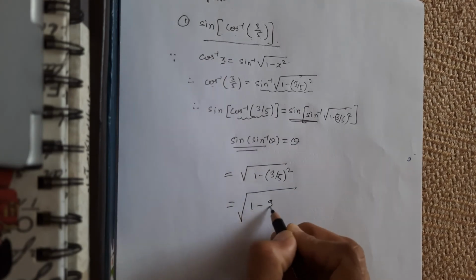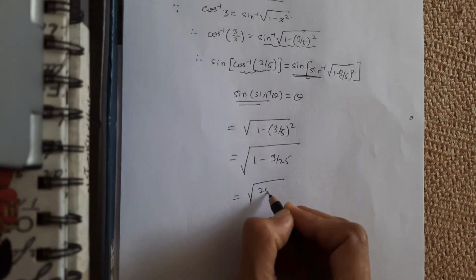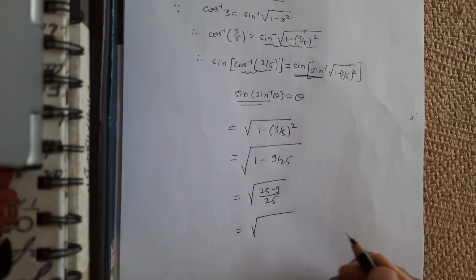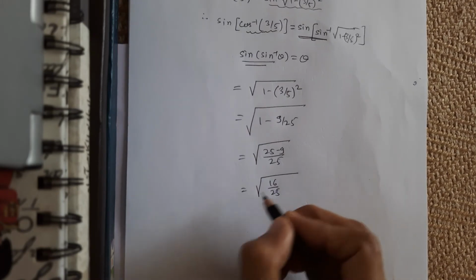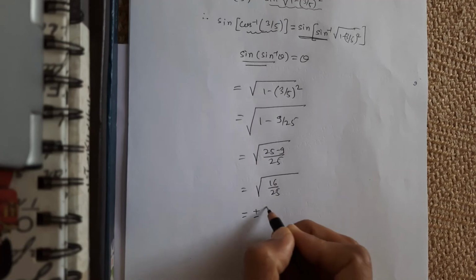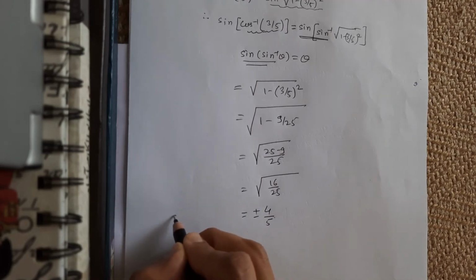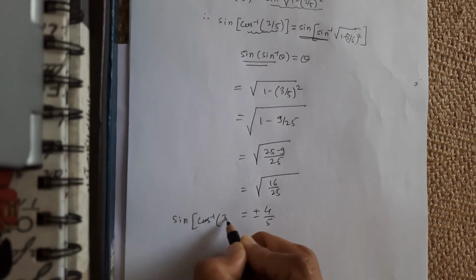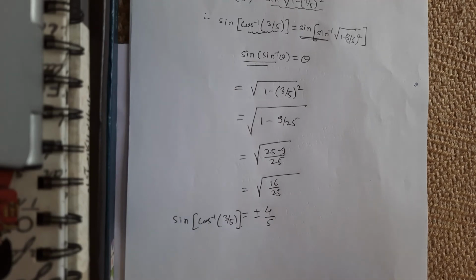Now just solve this thing. So 1 minus 9 upon 25, which is equal to 25 minus 9 upon 25, which is equal to root 16 upon 25. Take the square root, so we get plus minus 4 by 5. That is the value of sine of cos inverse of 3 by 5. Okay, that's how we find it out.